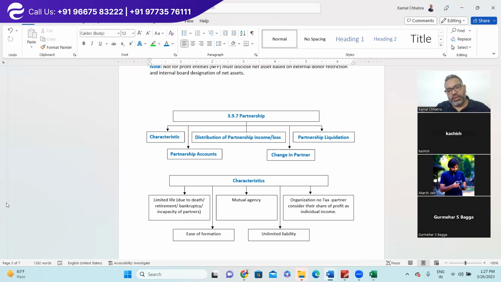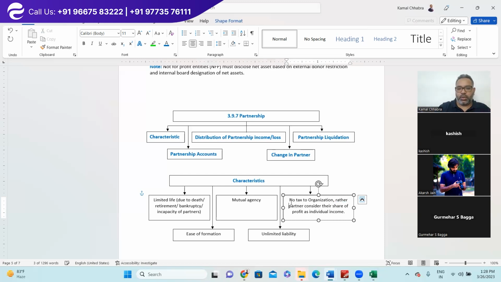Last one is organization, no tax. So organizations, one second, let me rewrite this for better understanding. No tax to organization, rather partners consider their share of profit in their individual income.